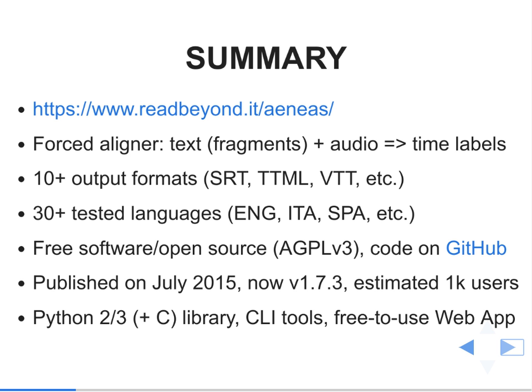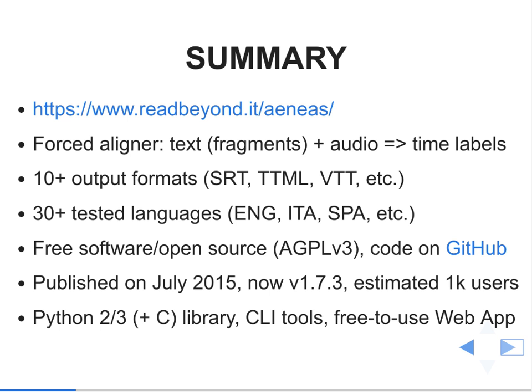aeneas is a force aligner, that is, a software that takes in a list of text fragments and an audio file containing the narration of the text, usually by a human being, and that outputs the time labels for the text fragments. In other words, a force aligner assigns to each text fragment an interval of the audio file where it believes that particular text fragment has been spoken.